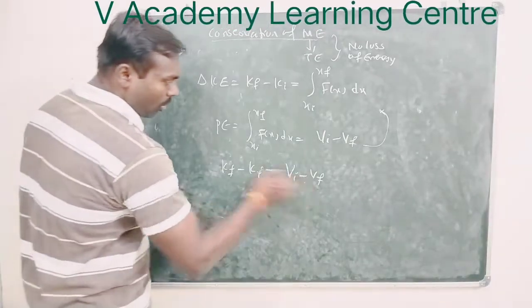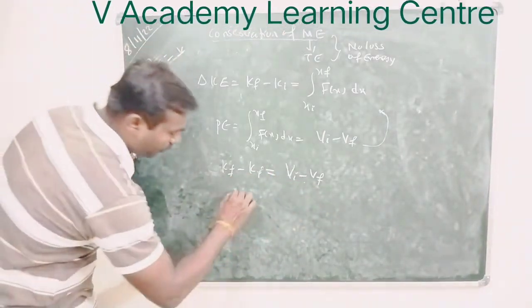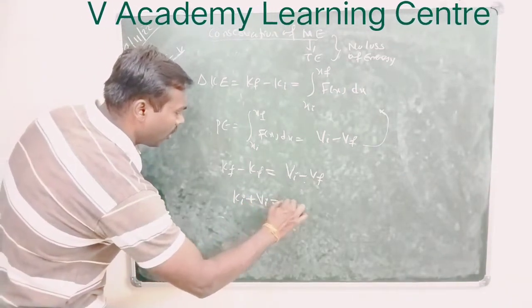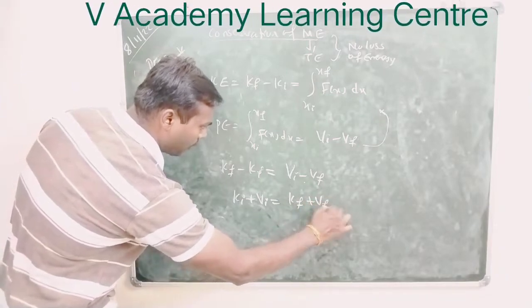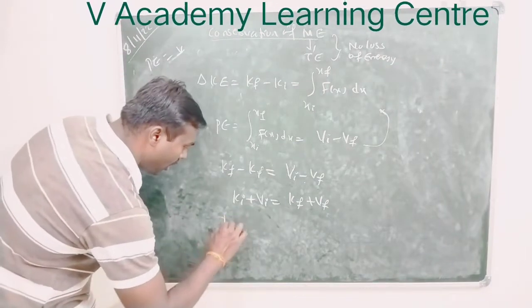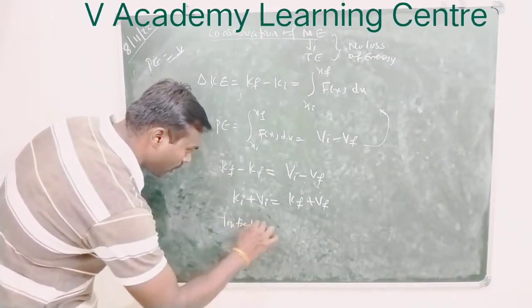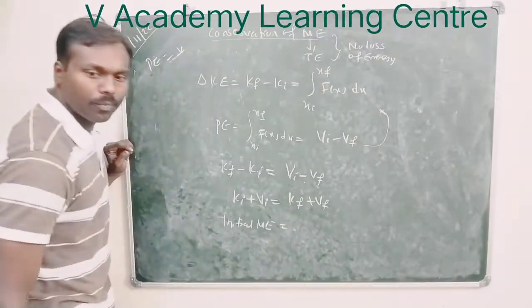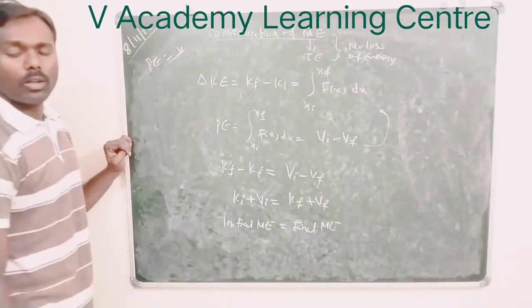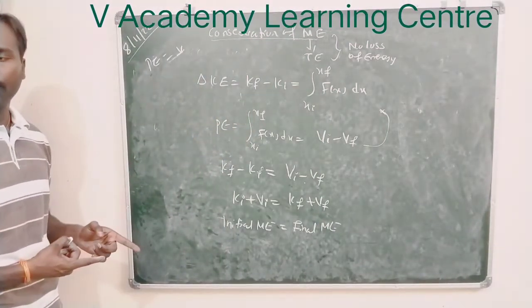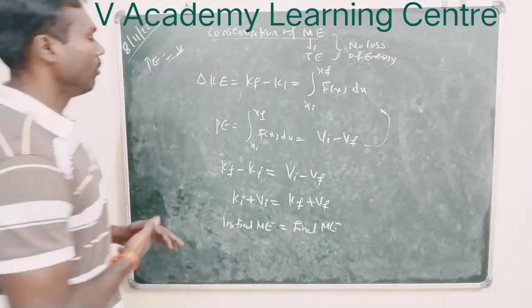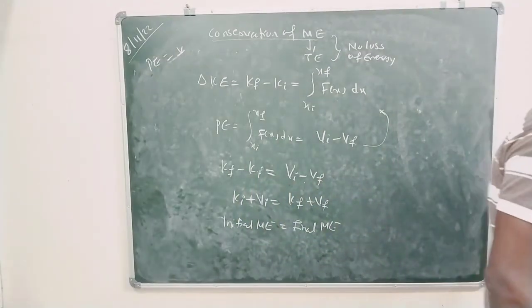So now, on rearranging, Ki plus Vi equals Kf plus Vf. That means initial mechanical energy is equal to final mechanical energy. Hence, total energy is conserved. Got it? Hence, you should write: total energy is conserved.